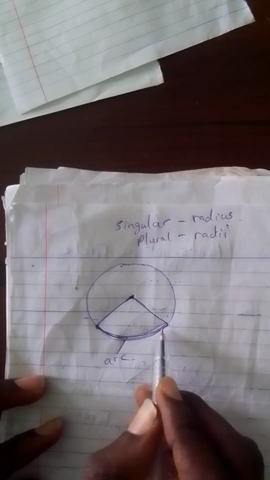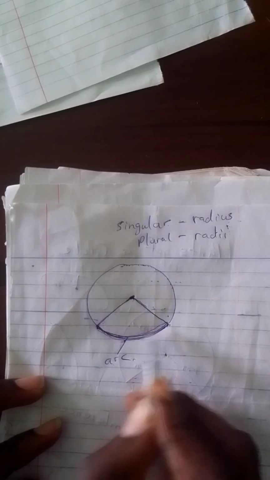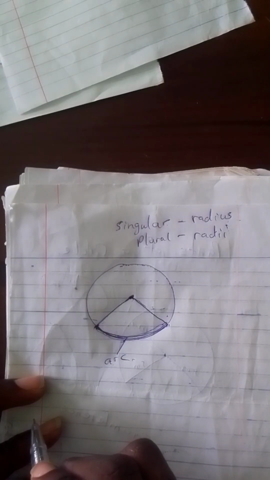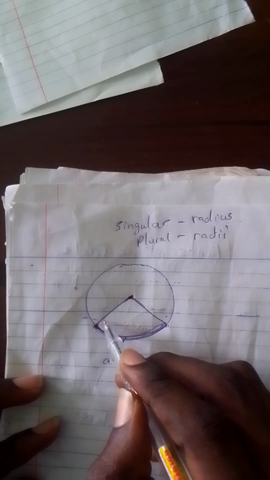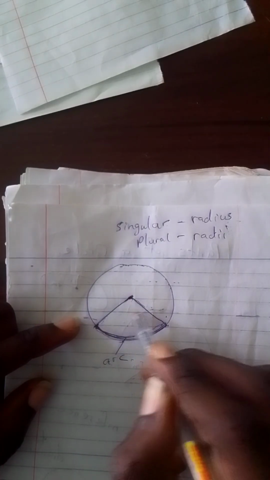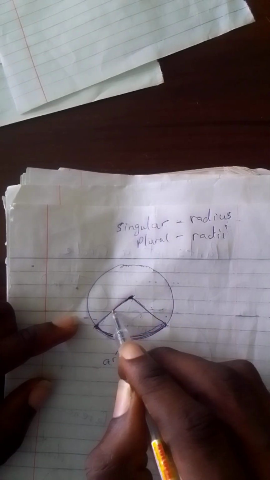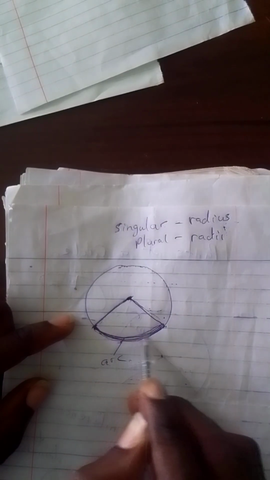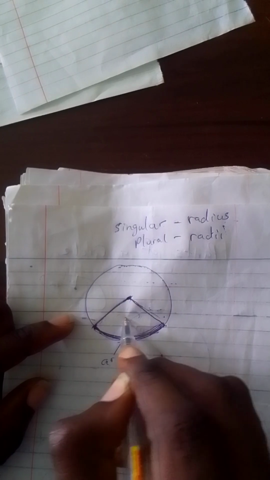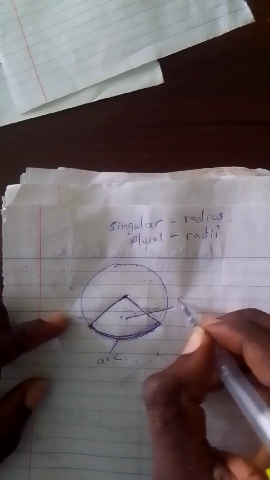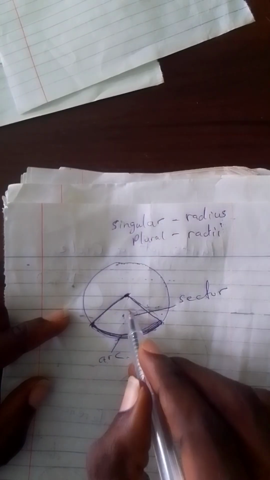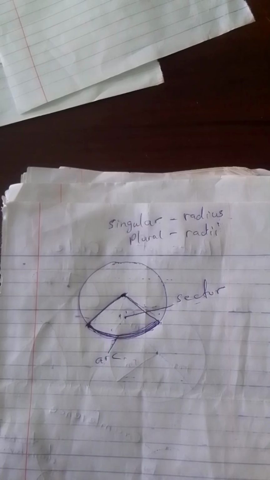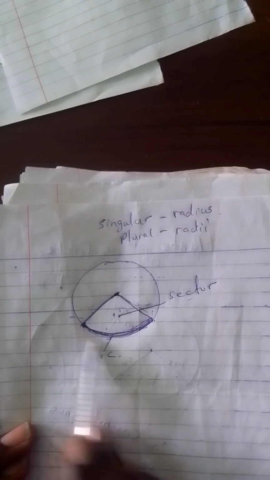So this here is called what? An arc. This line here, from one point of the radius to another point of the radius, is called what? An arc. Now you see this space here, the space covered by these two radii and this arc. Remember, this line is called the arc. But the space, not the line, is called the sector. So this is the sector, this is the arc. So a sector is a space that is bounded by two radii and an arc.